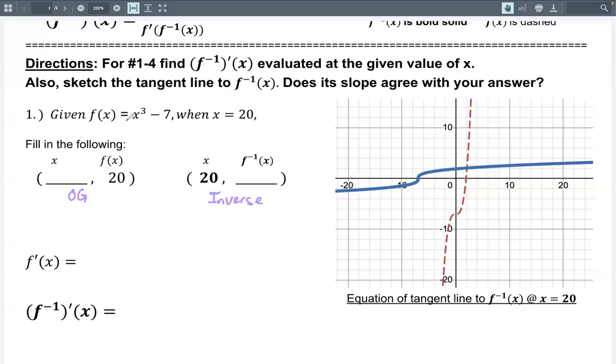So in this problem, it says, find the derivative of the inverse evaluated at the given value of x. So number one, we're trying to figure out what is the derivative, or slope, of the inverse function at x equals 20. So graphically, let's take a look. On the graph, when x is 20 on the inverse function, we're right about here.